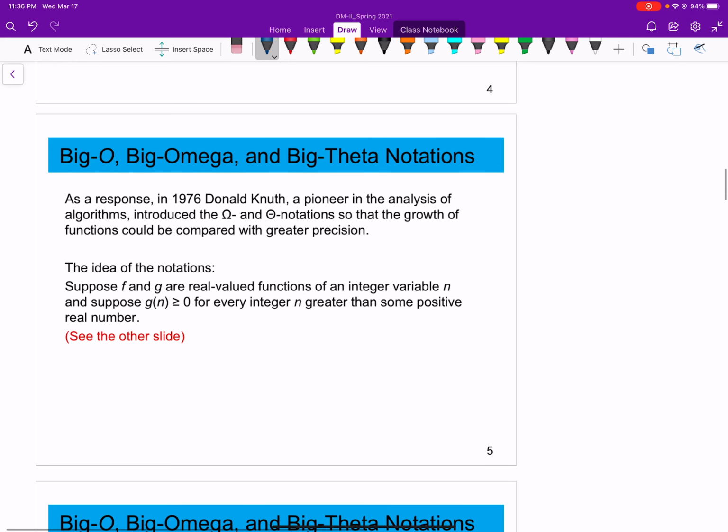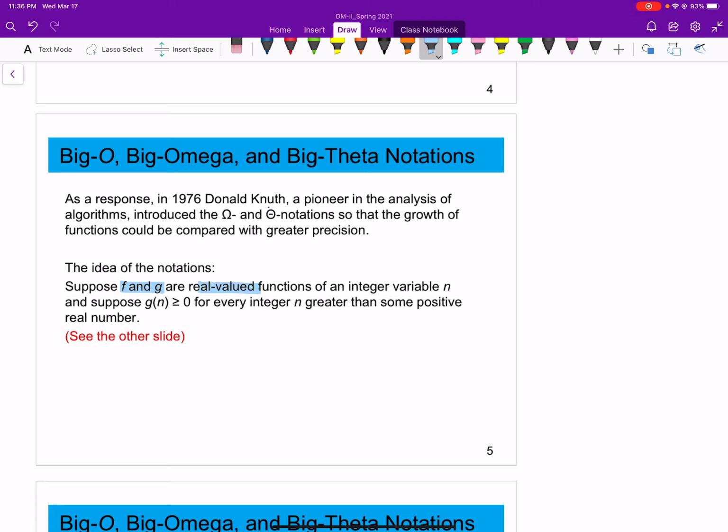All right, go down. As a response, in 1976, Donald Knuth, a pioneer in the analysis of algorithms, introduced the omega and theta notations so that the growth of functions could be compared with greater precision. All right. The idea of the notations: suppose f and g are real valued functions.